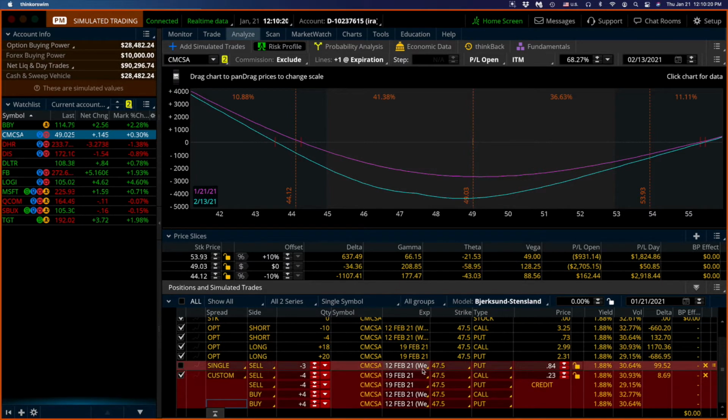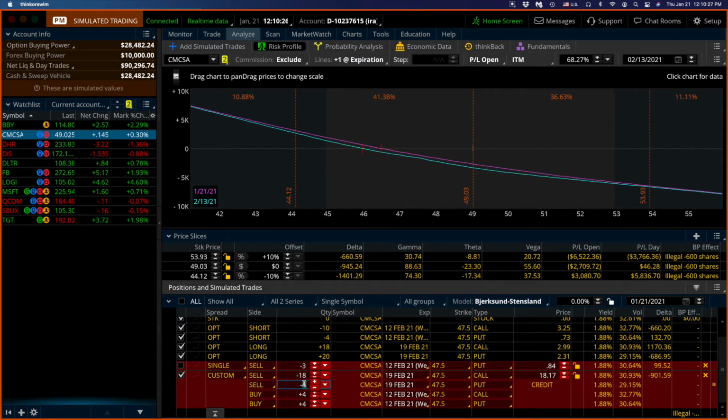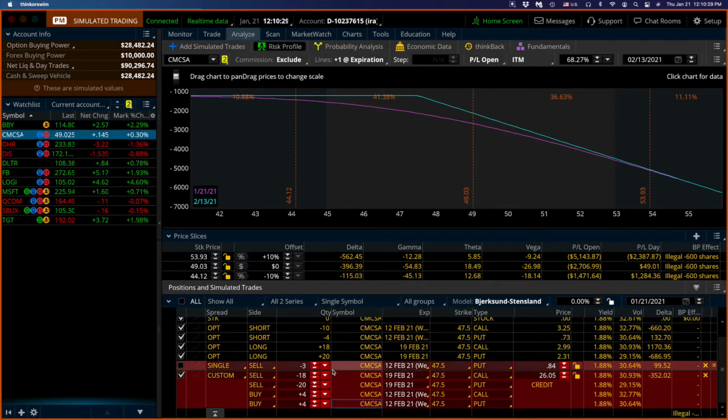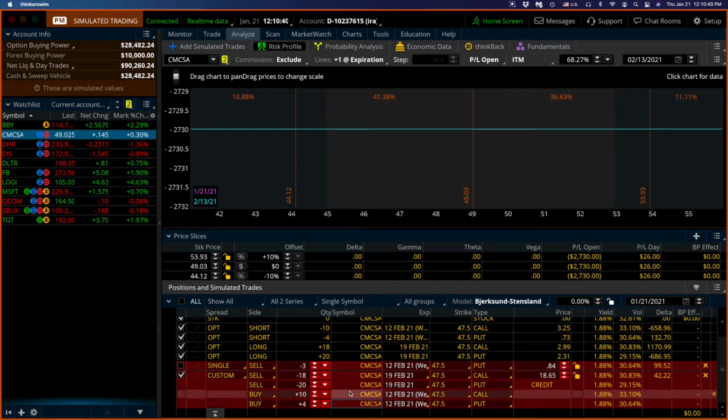The longs, we have 18 calls, 20 puts on the long side that we want to sell, and 4 puts and 10 calls on the short side that we want to buy back, and that gives us a credit of $1865 times 100, $1,865 to close this trade.